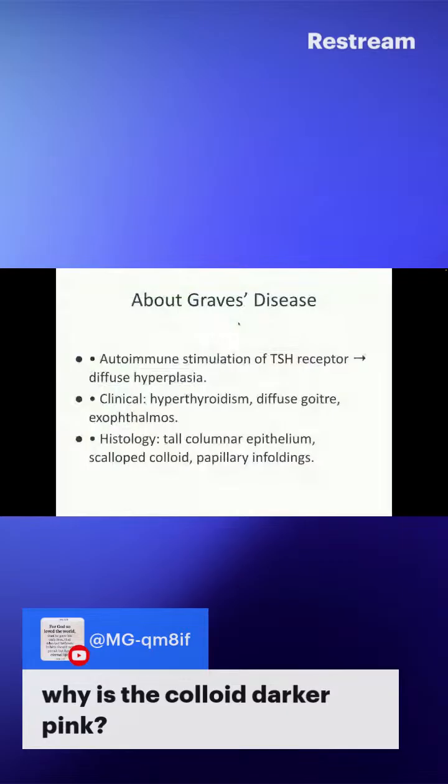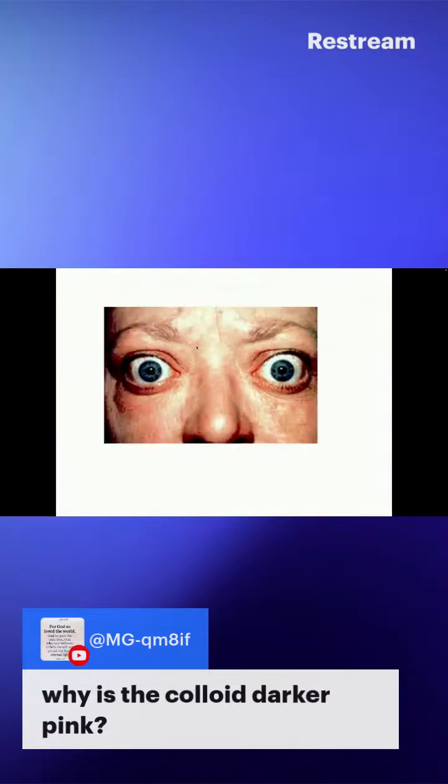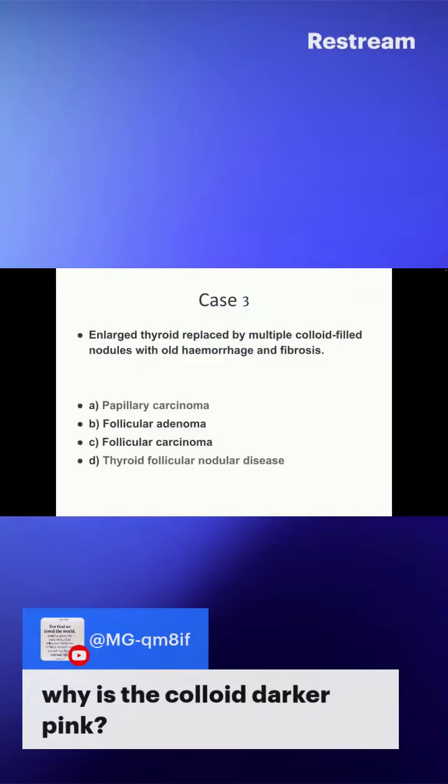Okay, so we said that papillary enfolding, and this is the exophthalmos. Case number 3. An enlarged thyroid replaced by multiple colloid-filled nodules with old hemorrhage and fibrosis.